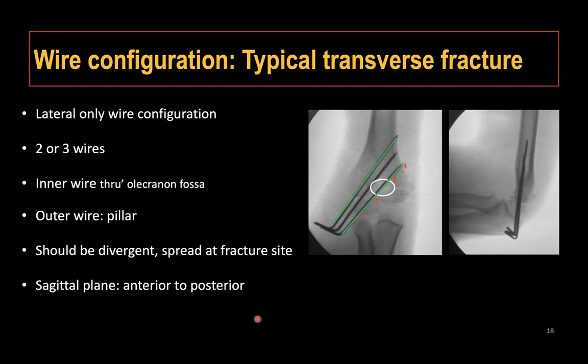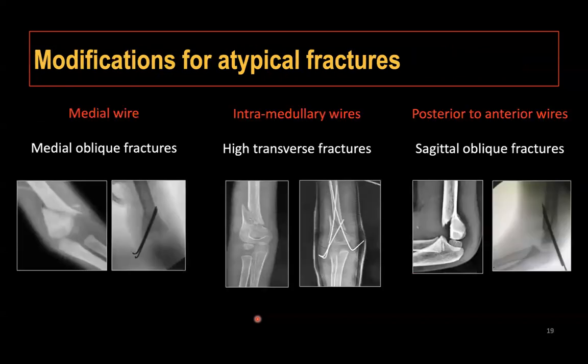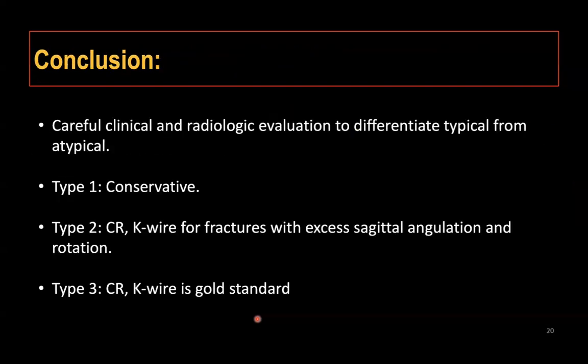You may add an additional wire in between if you feel that the fracture is unstable after the insertion of 2 wires. In the sagittal plane, your wire should extend from slightly anterior to posterior. You may need to modify your pin configuration in certain atypical fractures. For medial oblique fractures, you will need to put medial wires. For high fractures, you will need to put intramedullary wires. And for sagittal oblique fractures, your wire configuration in the sagittal plane will have to be from posterior to anterior.